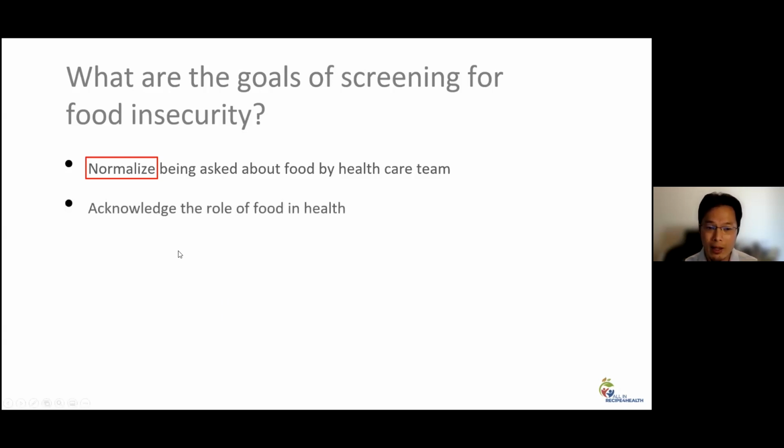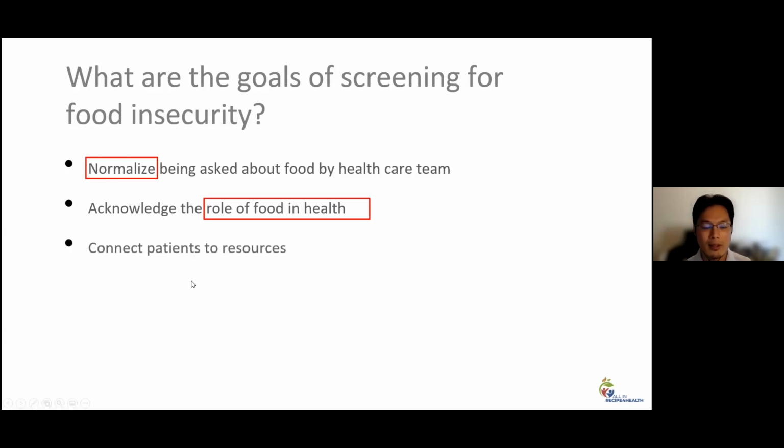We are also now acknowledging the role of food in health, something that we haven't done as much in medicine because we've been focused mainly on pharmaceuticals, but this is a key piece that everyone's recognizing. And then Dr. Alameda said it right. We're connecting patients to resources.